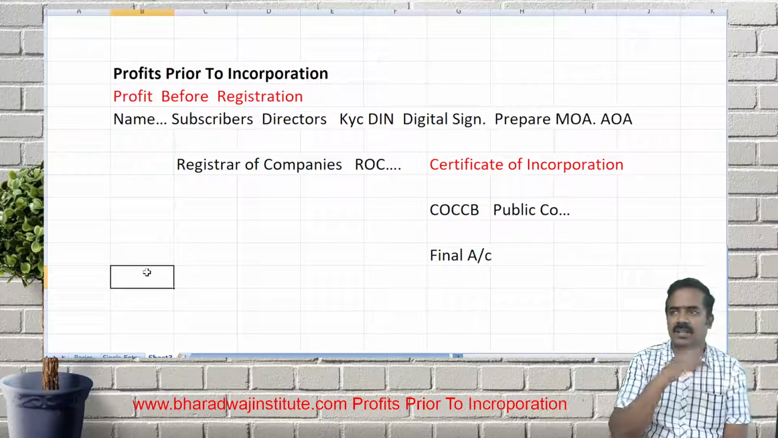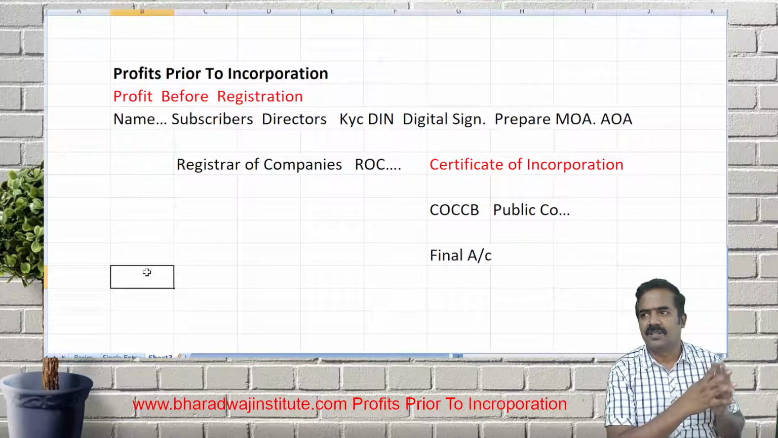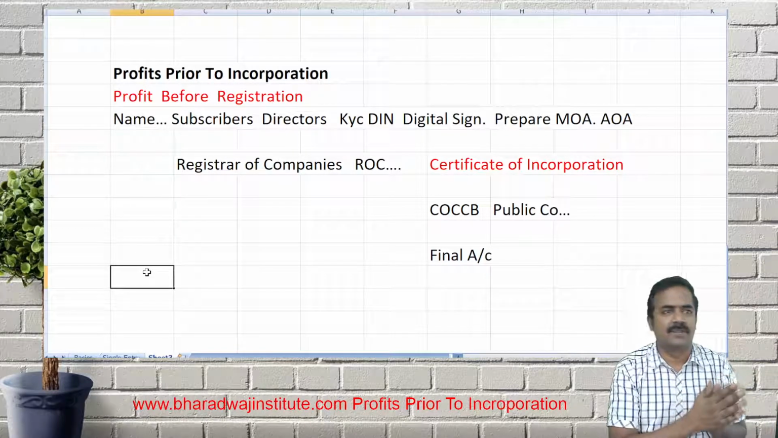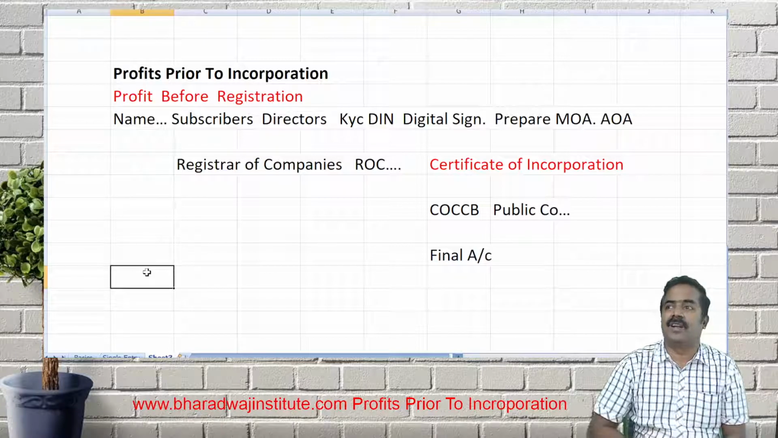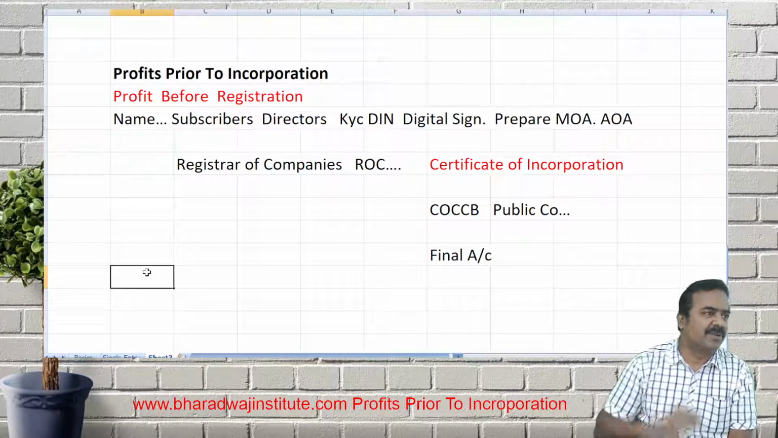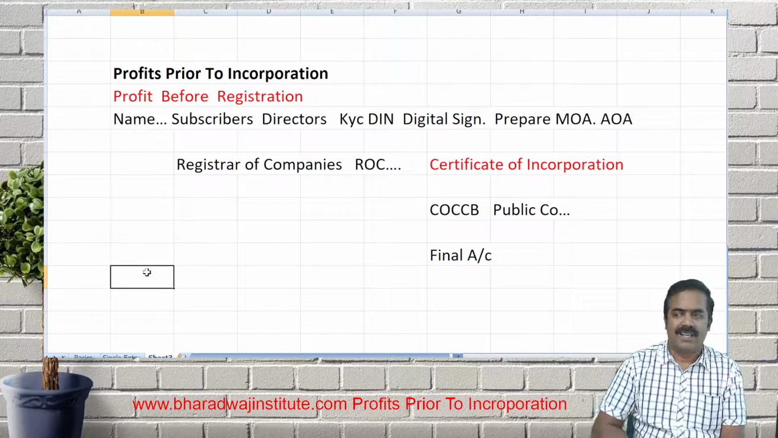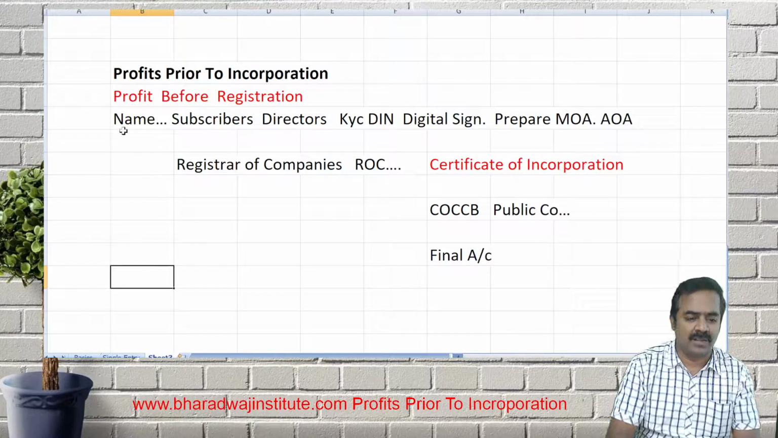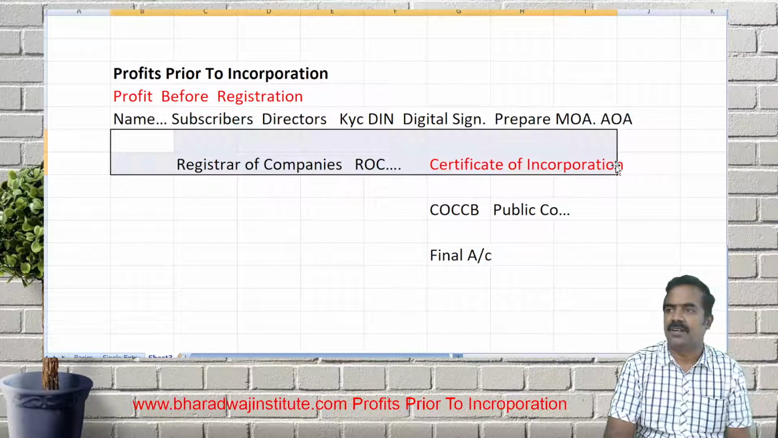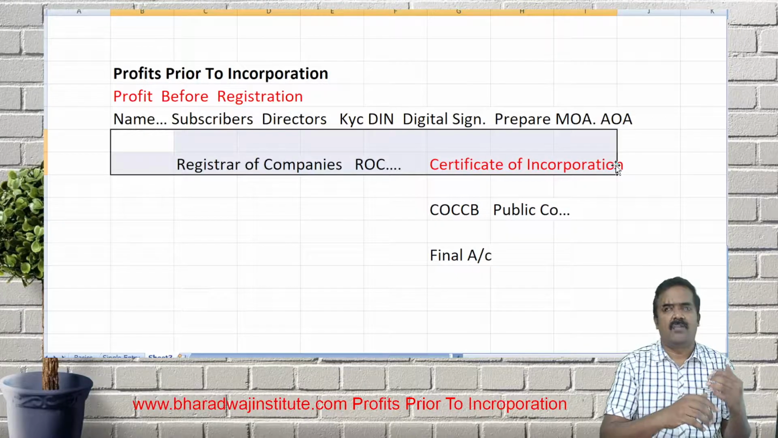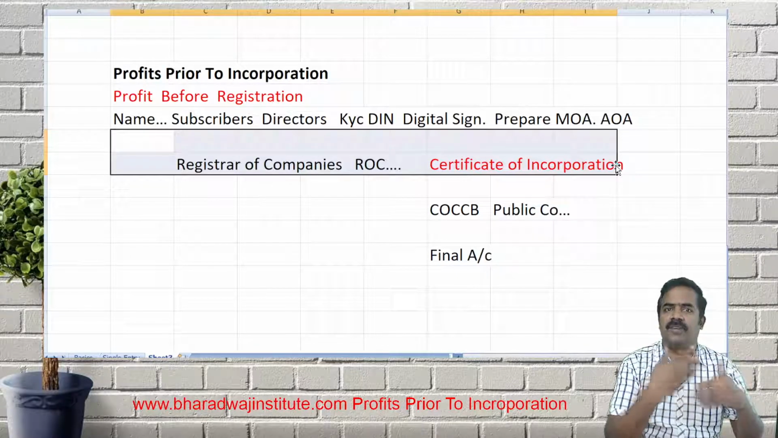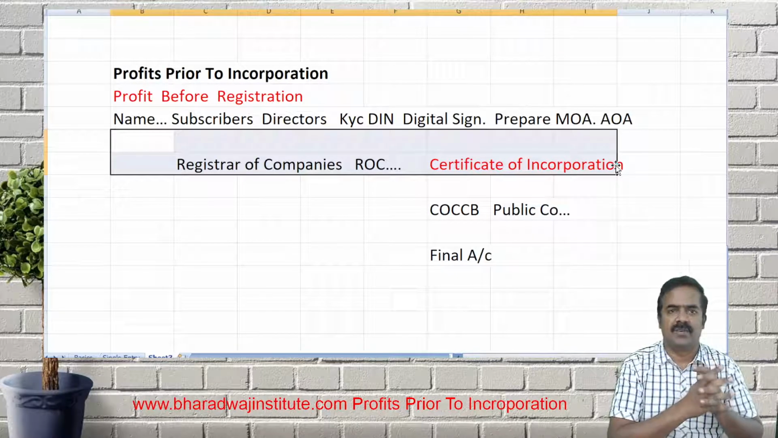The promoters, who are the promoters? Who do all the incidental work with respect to formation of the company, they will sign the agreement. What agreement? To the partners to take over which one? The business. Then they will do all this work. And get which one? Certificate of incorporation. After that, the shares will be issued, money will be raised, and amount will be settled for them.